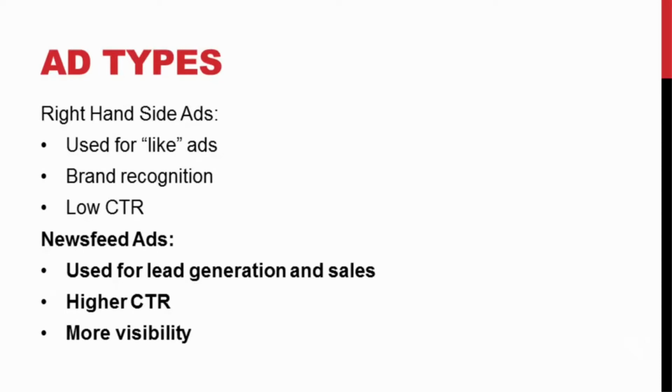Also, there are two types of placement for your ads. You have right-hand side ads and newsfeed ads. Right-hand side ads are usually better for the like type ads when you're trying to build your fan pages up. If you're just trying to get some name recognition and you want people to see your face or your brand name, that's ideal for that. Not too effective when you're trying to build an email list or make sales.